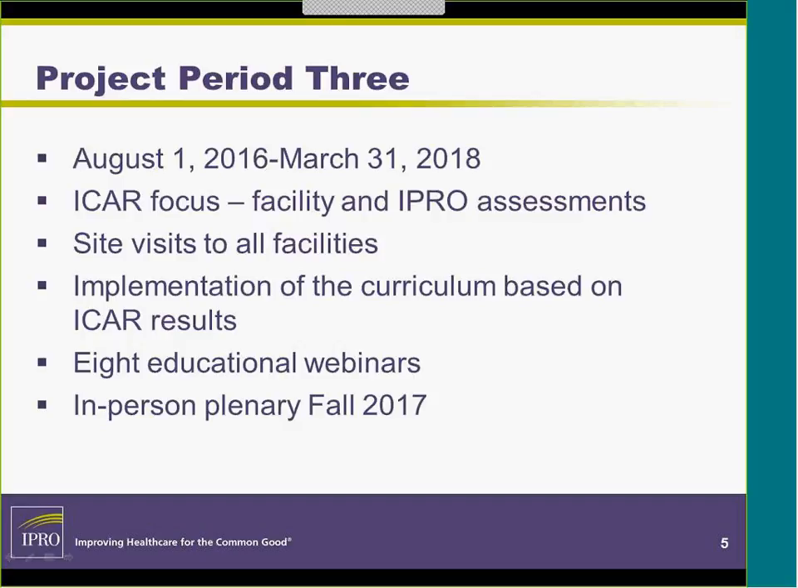We'll show you the schedule further on, but we're trying to time things so that the activities are not overwhelming, but we can keep our participants engaged, and obviously continue to support you through this process. In this period, we will continue to support the nurse trainers, but we're going to really be shifting focus to the CDC ICAR tool through the ICAR assessments conducted both by you at the facility and by iPro at the site visits, as well as using the ICAR-based training curriculum.